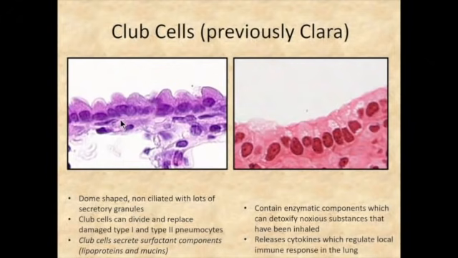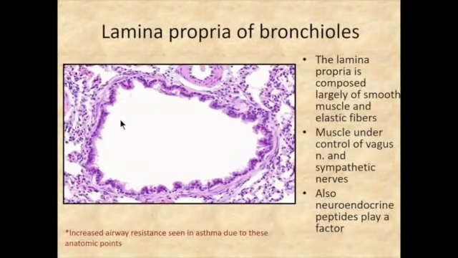The cool thing is that they can divide and replace other cell types in the alveolar spaces called type 1 and type 2 pneumocytes. They secrete surfactant components, and they also have enzymes, so they can detoxify noxious substances that have been inhaled and have gotten down into that part of the respiratory system. So you don't have goblet cells, and you don't have cilia to remove particles by the escalator that gets the mucus out of the respiratory system, but these cells can help detoxify some substances, and they will also stimulate your immune response by releasing cytokines.